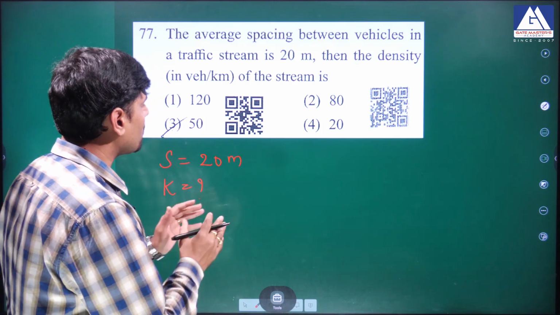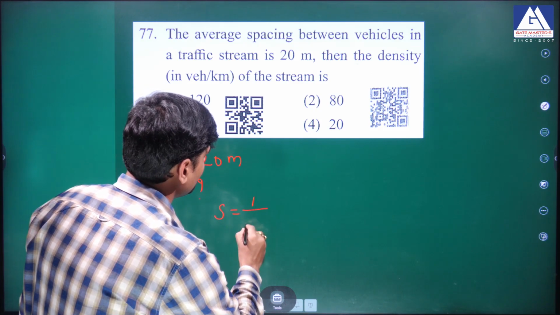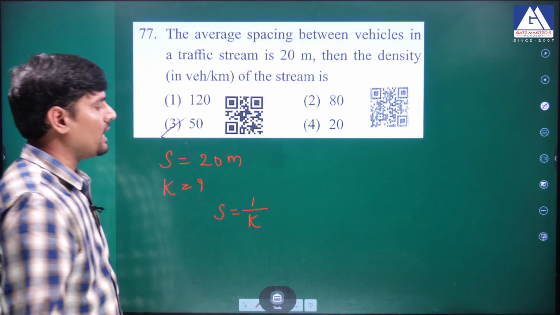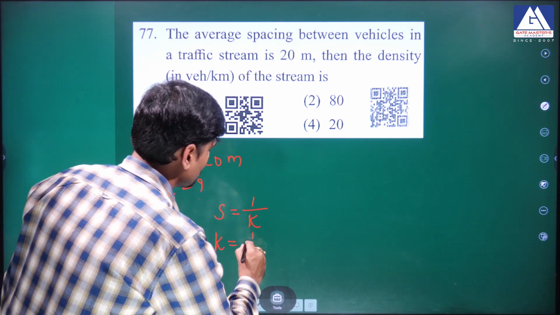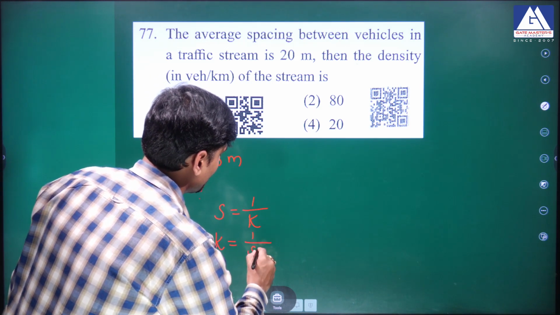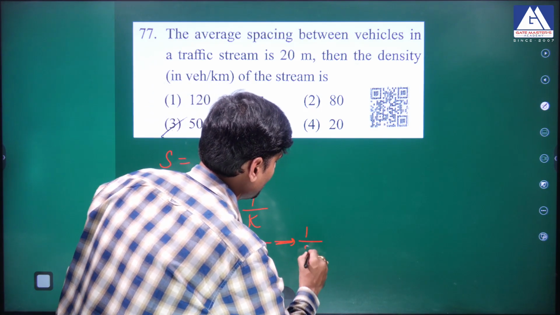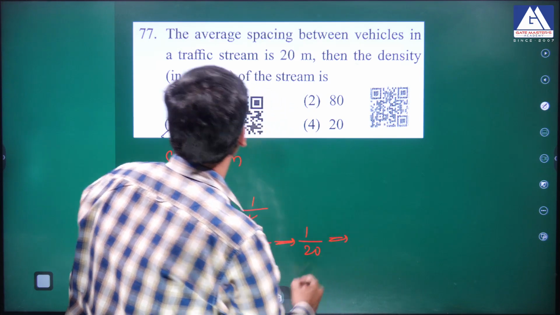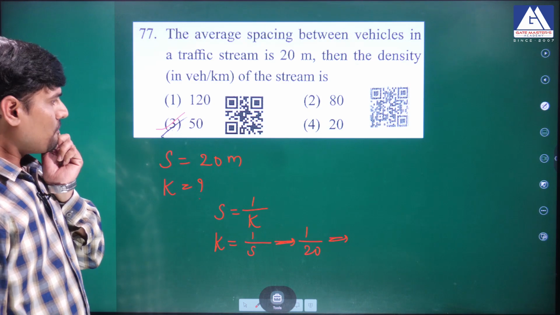So therefore both of them are inversely proportional to each other. Spacing is equal to 1 by k. So here what he has been asking for is k, so it can be written as 1 by s. Maybe this is 1 by 20. So therefore it will be option 50. 1 by 20 is 50.